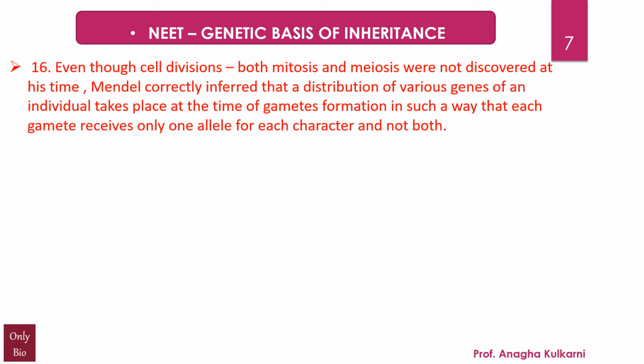Point number 16. Even though cell divisions, that is, both mitosis and meiosis, were not discovered at his time, Mendel correctly inferred that a distribution of various genes of an individual takes place at the time of gamete formation in such a way that each gamete receives only one allele for each character and not both.